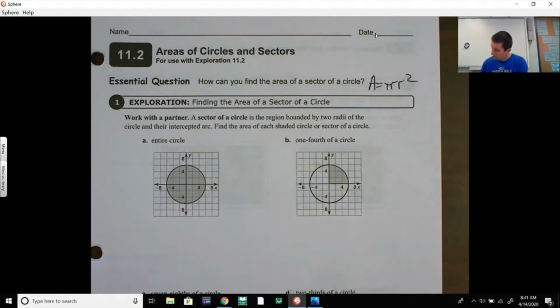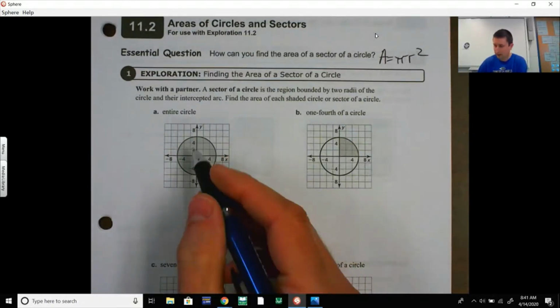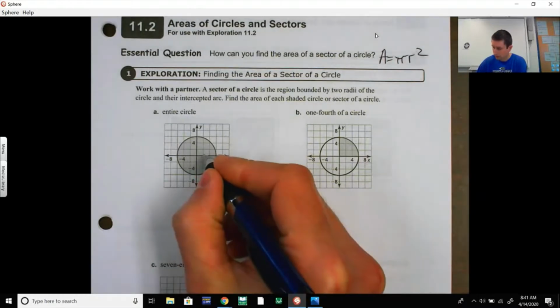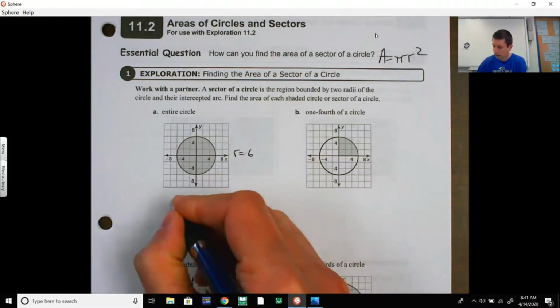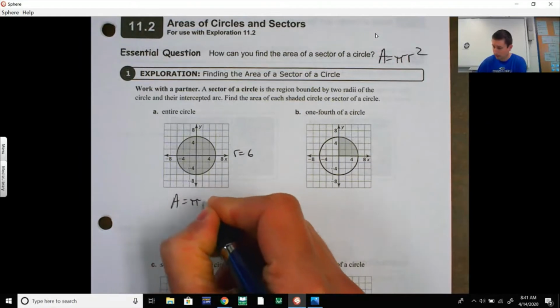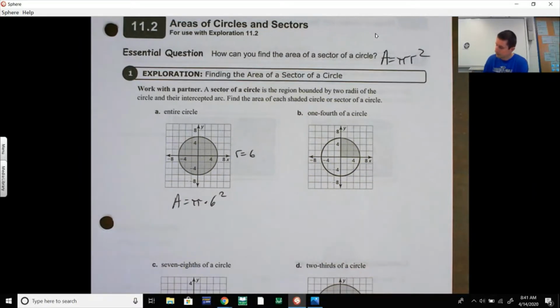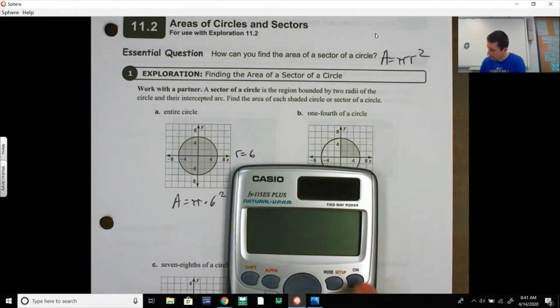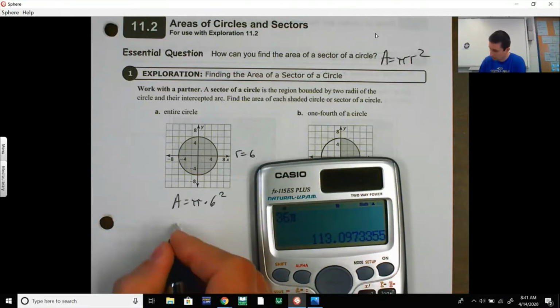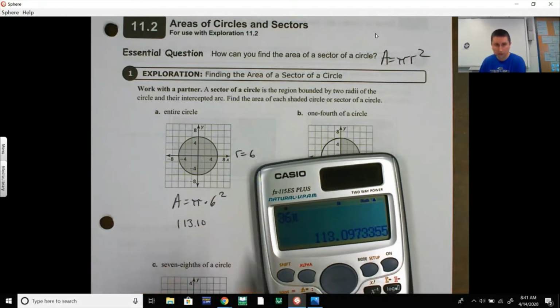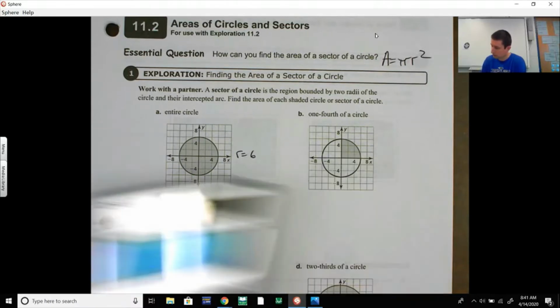On page 319, they want the area of the entire circle. So if your radius equals 6, then your area would be pi times 6 squared. That'd be 36 pi if they want the exact value, or 36 times pi, that'd be about 113.10 square units. So pi times radius squared.